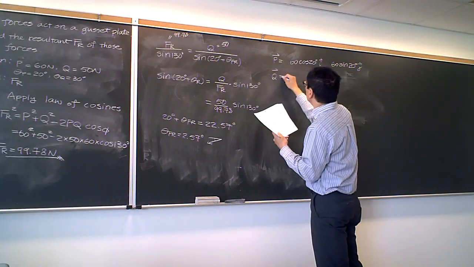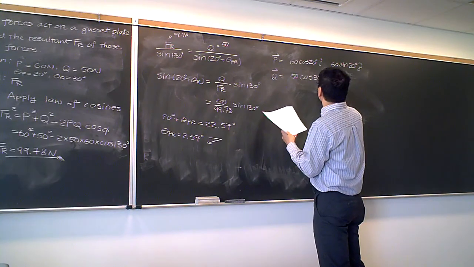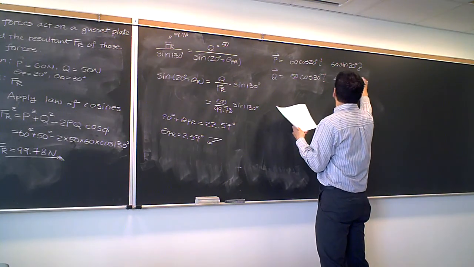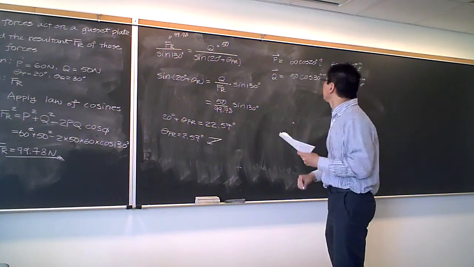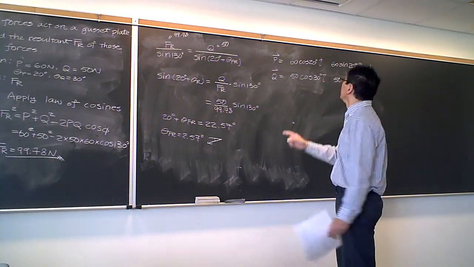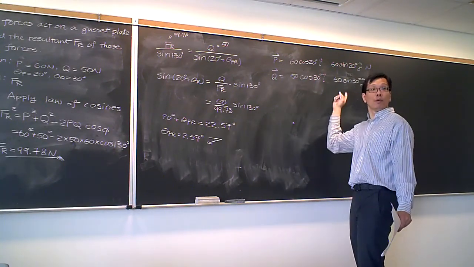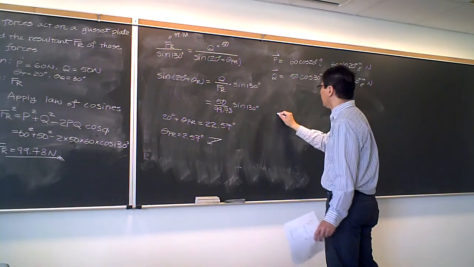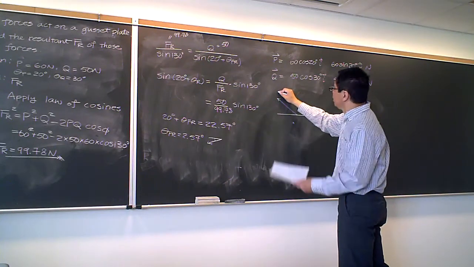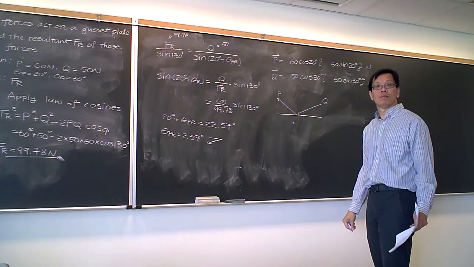Q is 50 cosine 30 degree I, 50 sine 30 degree J Newton, of course. Now, one thing you might notice is that I haven't put a plus or negative sign in front of all the numbers. That is something we need to determine over there. But in this case, this is my P, and this is my Q. Right?